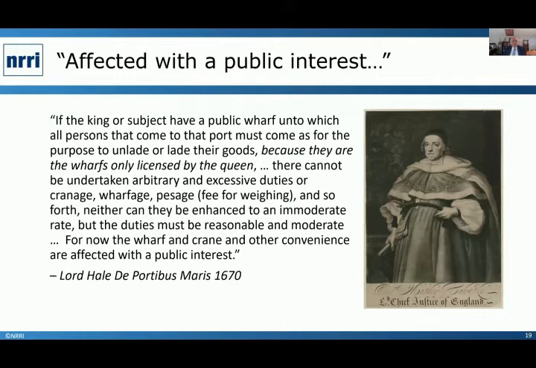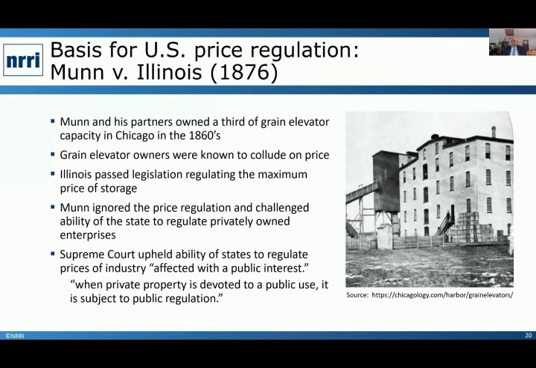For now, the wharf and crane and other convenience are affected with a public interest. So he introduced this notion of affected with a public interest. That notion has become the basis for utility and price regulation in the United States since the Munn versus Illinois case was decided by the Supreme Court in 1876.